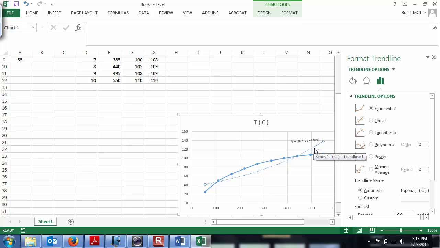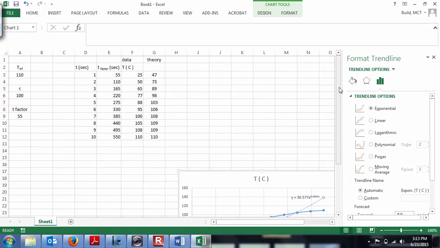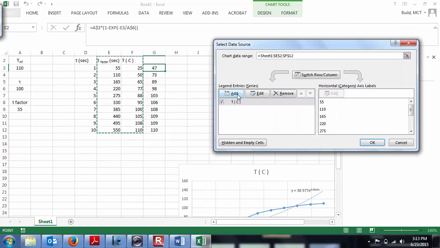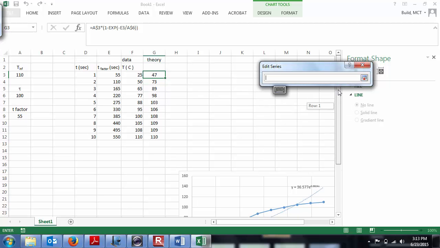So what we can do now, if you guys get this far, let me know, and I can show you how to flip that number over so that the function in Excel actually works the way we want it to. But if we come into this plot now and say select data, let's go in and add theory. The x values are simply the times. The y values are our prediction.